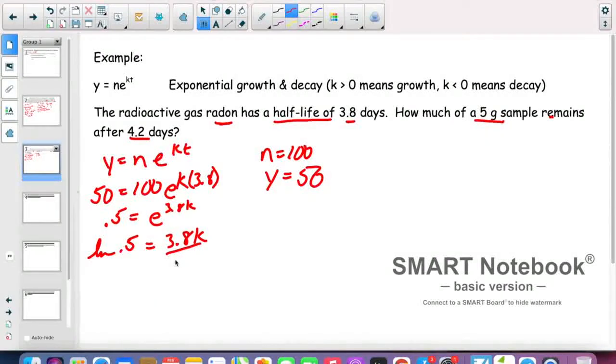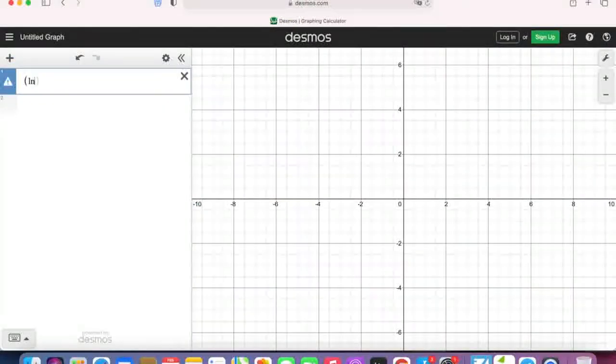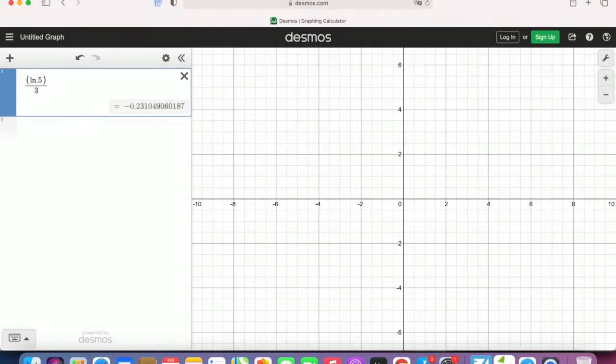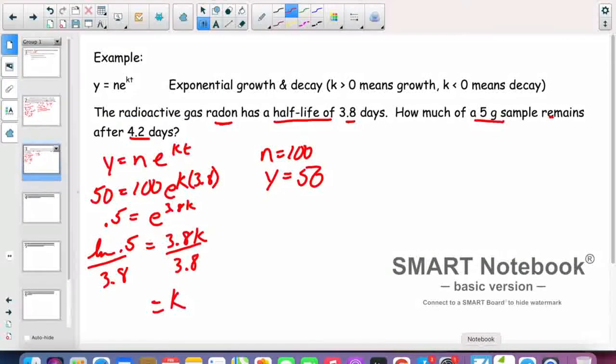Then I would divide by 3.8 on both sides, and I can go to Desmos to figure out what k is. So I'm going to put natural log of 0.5 divided by 3.8 into Desmos. When I do that, I get a k value of negative 0.182. Now I'm going to round that to 3 decimal places. Usually when I'm doing half-life, I get my k value to 3 decimal places. So that was a negative 0.182.